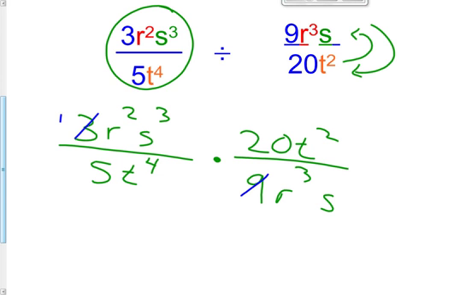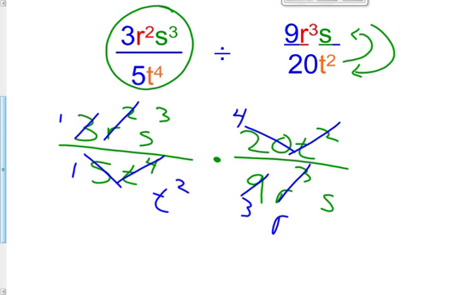3/9 is 1/3. 20/5 is 4 over 1. T squared and t to the 4th make t squared. And r squared divided by r cubed leaves an r to the first in the denominator. And s cubed divided by s makes an s squared in the numerator. Alright, what do we got?